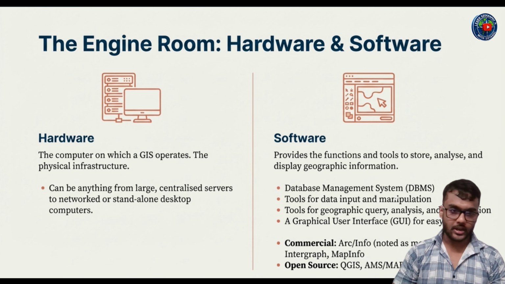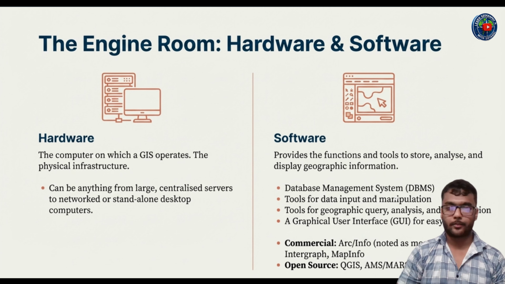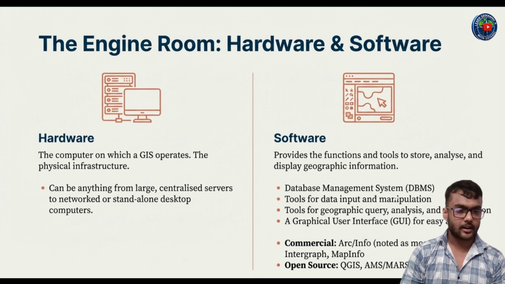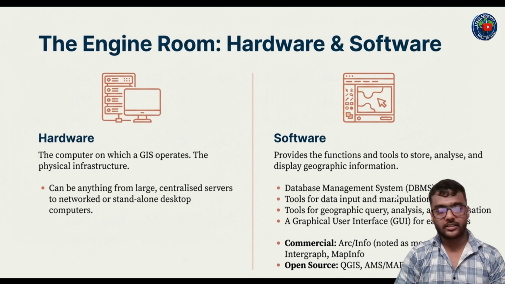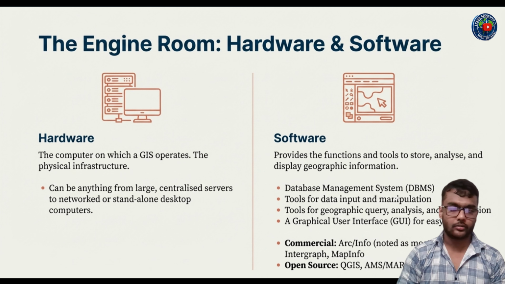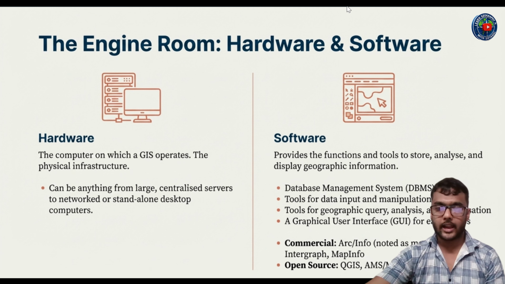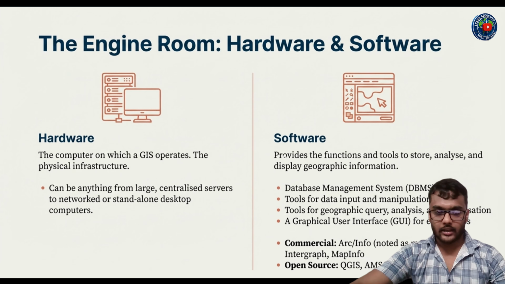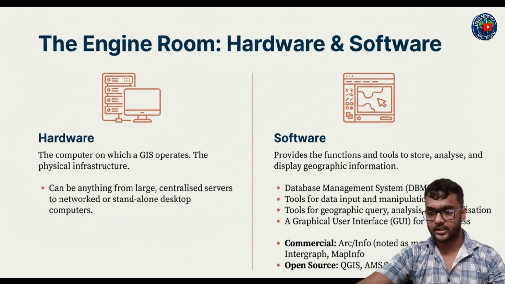Hardware is the computer device on which a GIS operates, the physical infrastructure, and it can be anything from large, centralized servers to networked or standalone desktop computers. And software indicates the database management systems, tools for data input and manipulation, tools for geographic query, analysis, and visualization, and a graphical user interface, that is GUI, for GIS. It provides the functions and tools to store, analyze, and display geographic information.